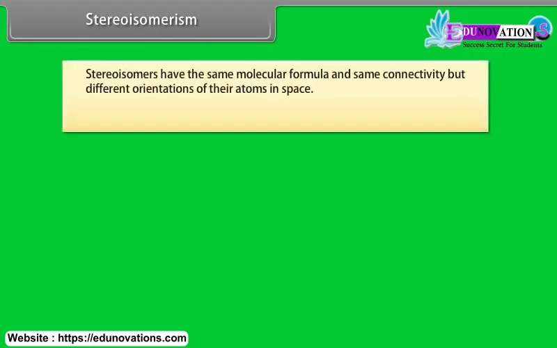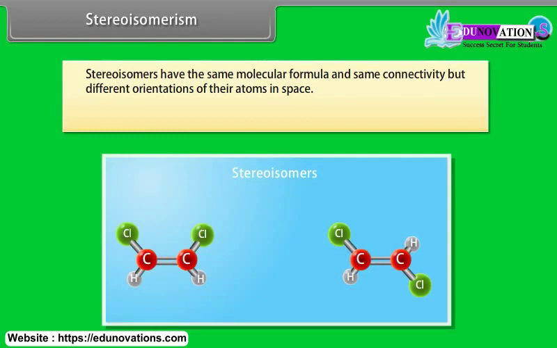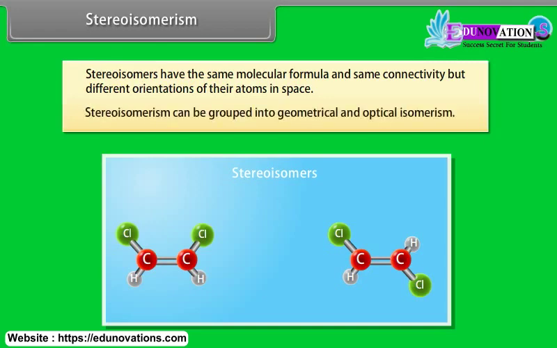Stereoisomerism. Stereoisomers have the same molecular formula and same connectivity, but different orientations of their atoms in space. Stereoisomerism can be grouped into geometrical and optical isomerism.